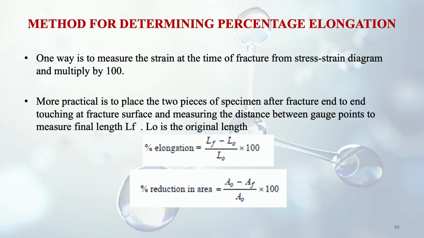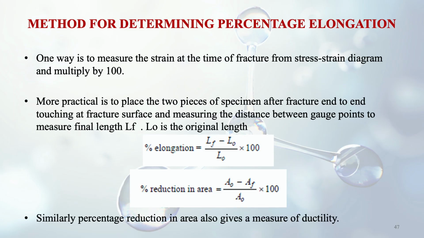Similarly, we have seen that there is elongation, so there has been a reduction in area as well. So ductility can also be represented in terms of reduction in area. Percentage reduction in area can be given as (A0 minus AF) by A0, where A0 is the original cross-sectional area of the specimen and AF is the cross-sectional area of the specimen after the necking and fracture had taken place.